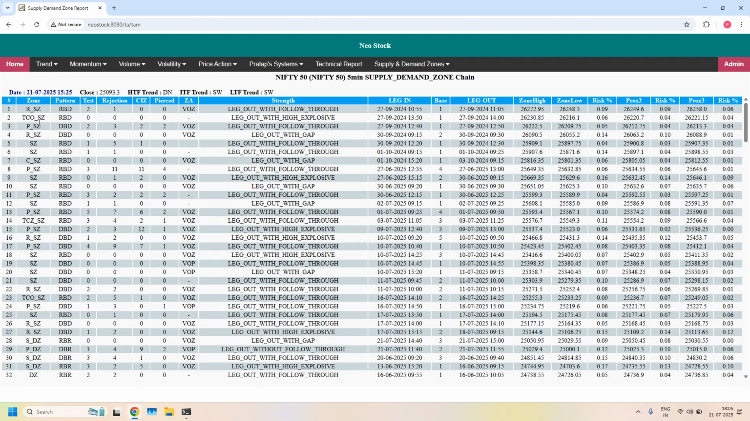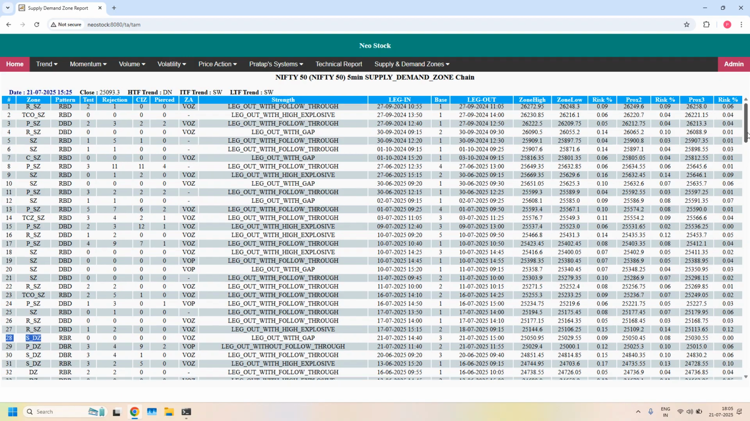The nearest demand zone to the current closing price is at serial number 28. Similarly, nearest supply zone to the current closing price, serial number 27. So what I do, I will keep this serial number 28 in the middle of the page so that you can get equal number of demand and supply zones from the current closing price.